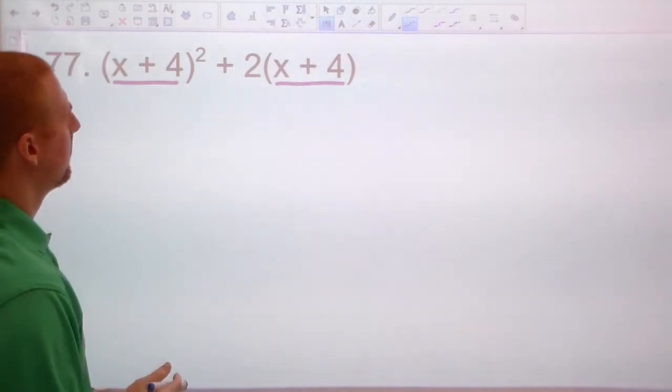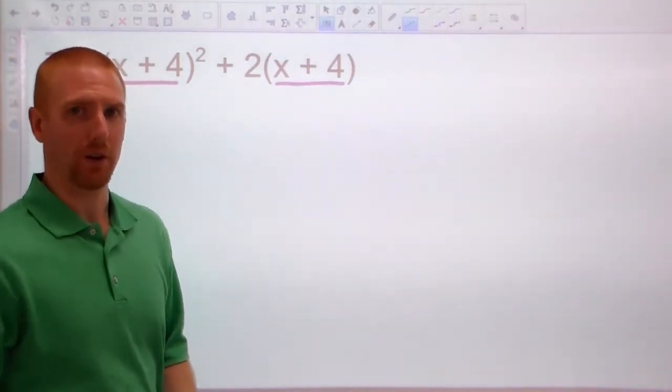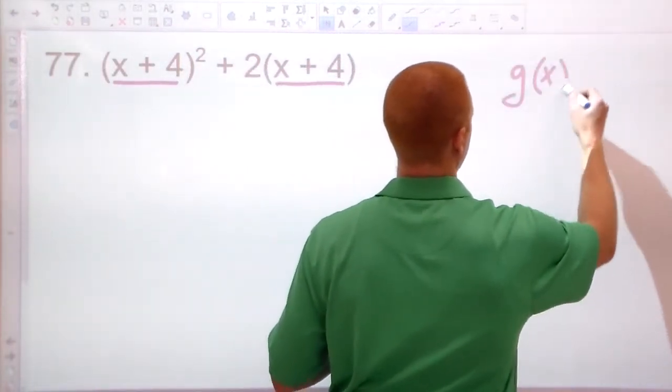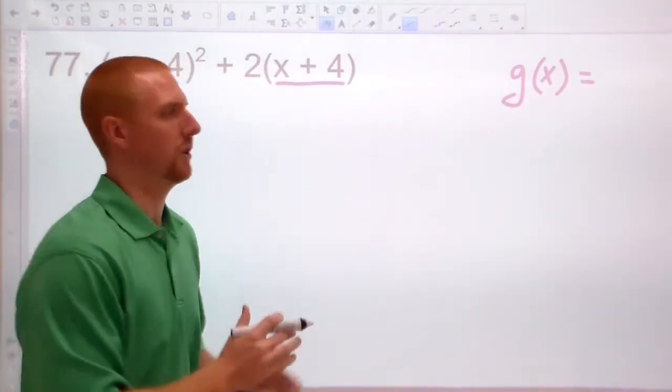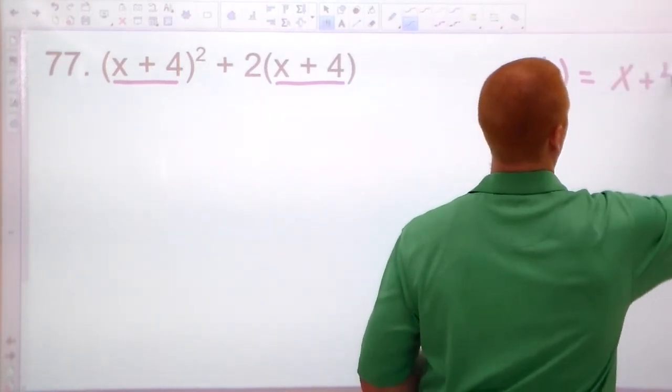So instead of just factoring that out, let's think about defining that as a function. You can call it f, g, a, b, whatever function name you want. I'm just going to call it g of x. So I'm going to call g of x equal to x plus 4.